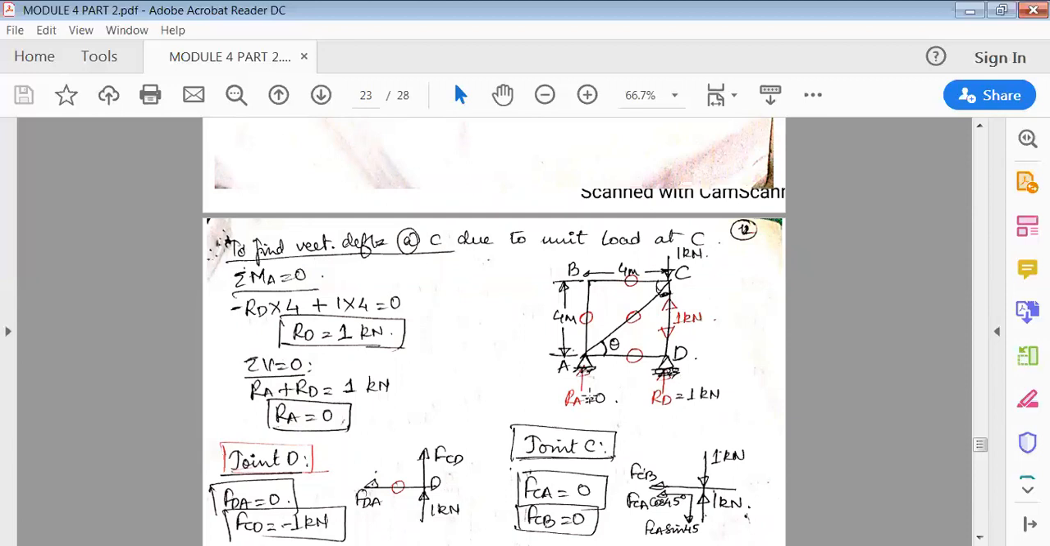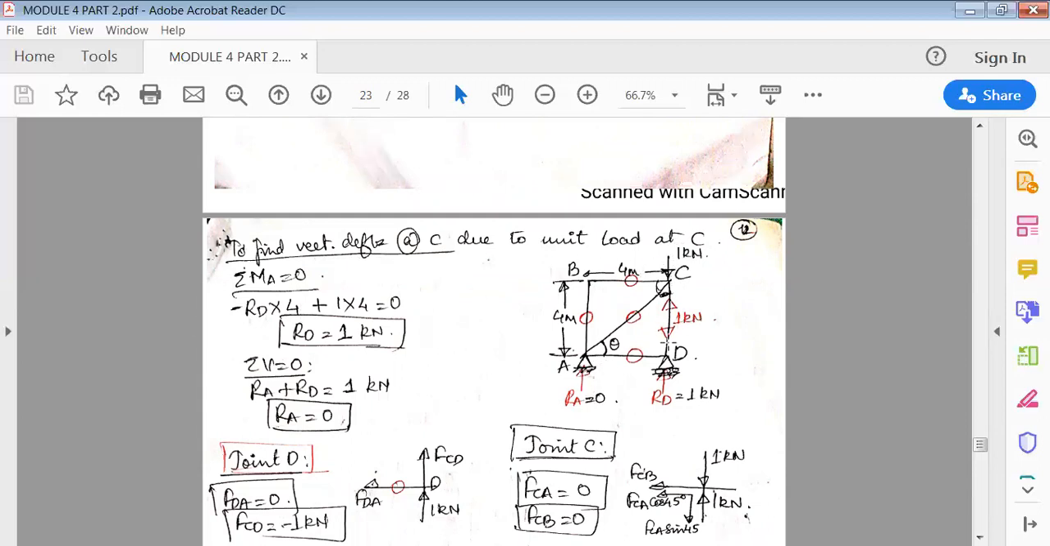So in the unit load method, to find the vertical deflection, now they asked to find the vertical deflection at C. So due to unit load, at C you have to apply 1 kilonewton load, because in the unit load method they've asked you to find at C. So apply 1 kilonewton load here and find the vertical deflection. So vertical deflection, 1 kilonewton point load acting downward.